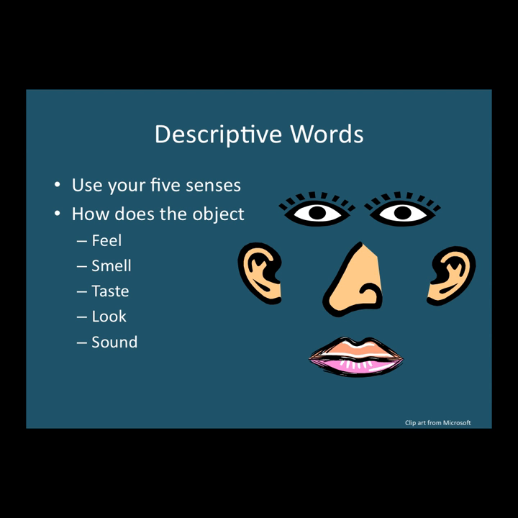You can also describe how something tastes. Is it sour? Is it spicy? You can use your eyes to describe how something looks. Is it pleasant to the eye? What color is the object? Is it something you've seen before? Finally, you can use your ears to describe how something sounds.